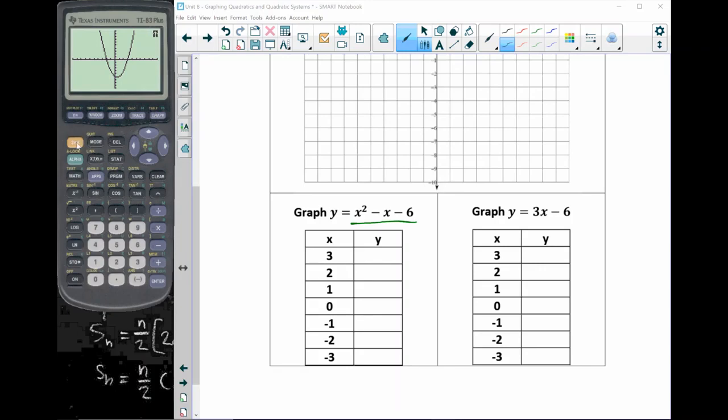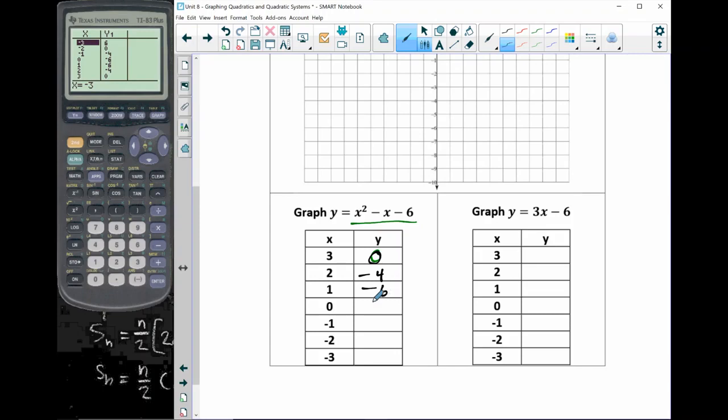And then if I press second graph, I can see a table. So remember, I'm trying to fill in from positive 3 to negative 3. So here you can see that when x equals 3, y equals 0. When x equals 2, y equals negative 4. When x equals 1, y equals negative 6.